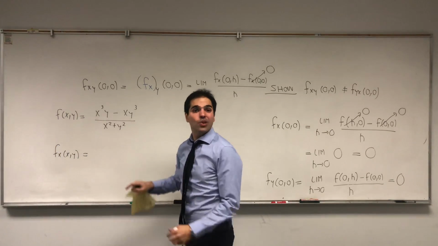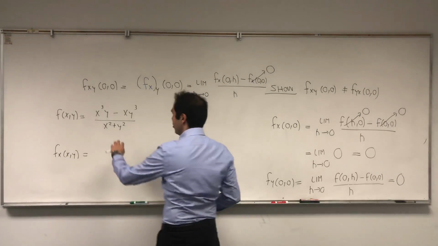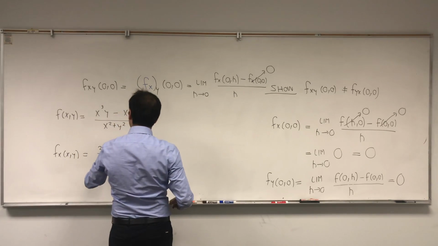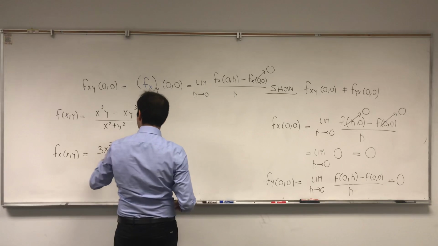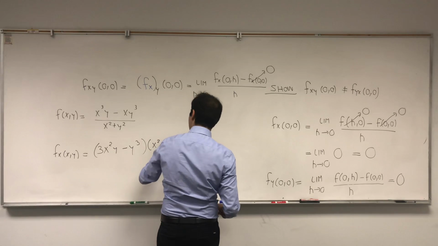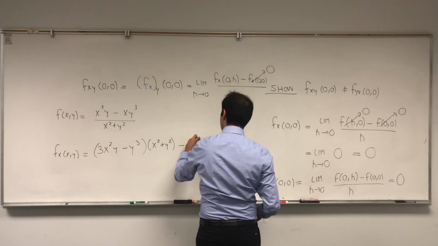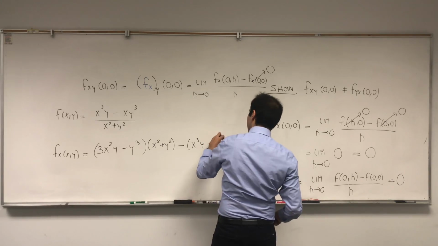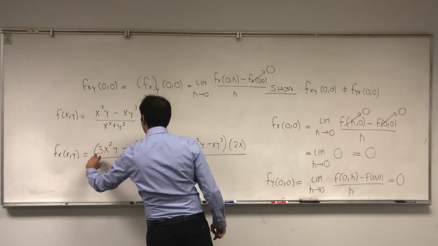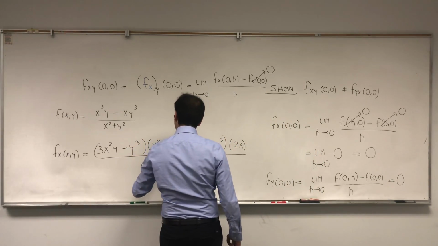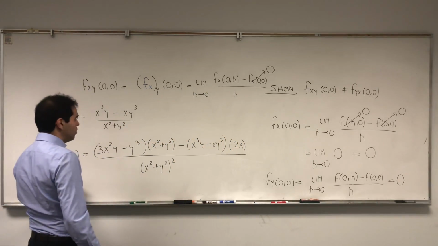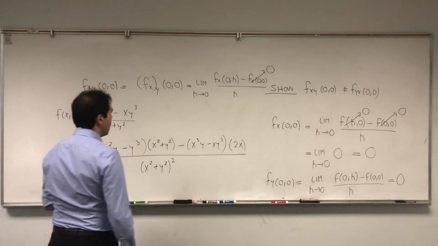For this, you use the quotient rule, and you differentiate the numerator. So 3x squared y minus y cubed: numerator prime times denominator, minus numerator, minus xy cubed times denominator prime, which is 2x, and then divided by denominator squared, so (x squared plus y squared) squared. And let's expand this out. Yeah, let's do that and then plug in our points.